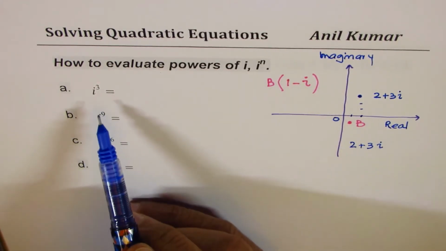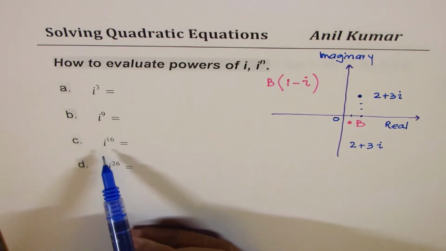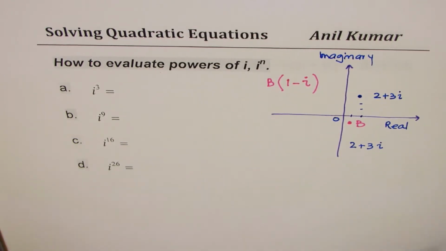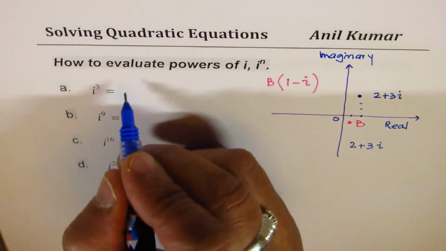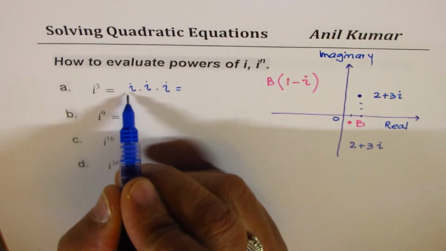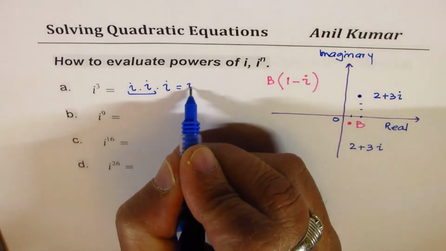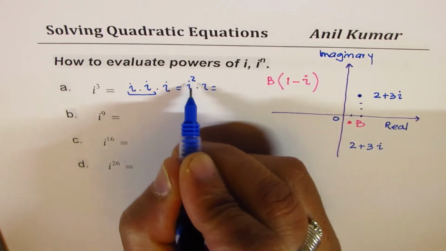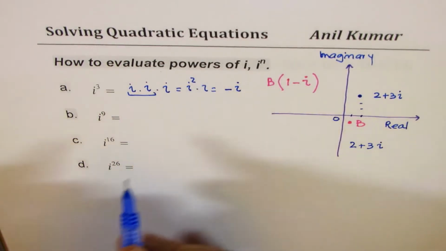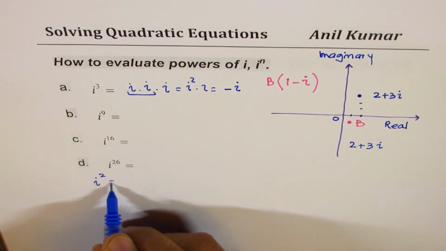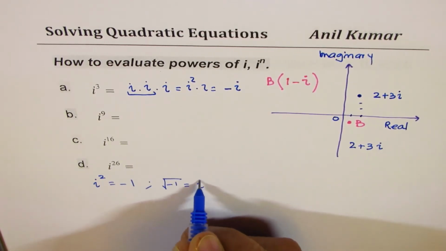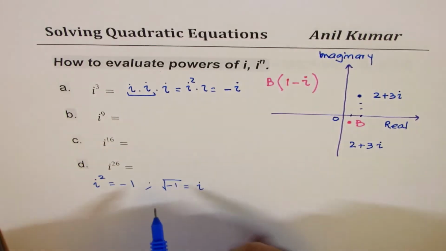Okay. Now let's evaluate what is i cubed, what is i to the power of 9, i to the power of 16, i to the power of 26, and so on. Well, what we know here is i cubed will be i times i times i. Is it okay? Now what is i times i? Which is i squared, right? i squared times i. i squared is -1, so we get negative i. Do you see that? So we are working with basics, that is i squared is -1, and as you know, the square root of -1 is i. Perfect. So we get our answer.